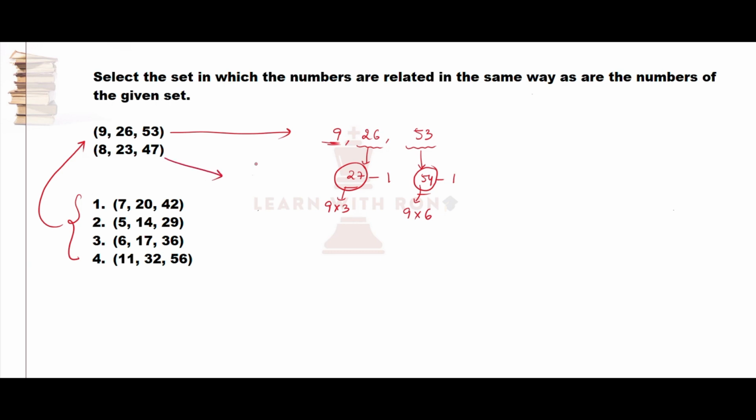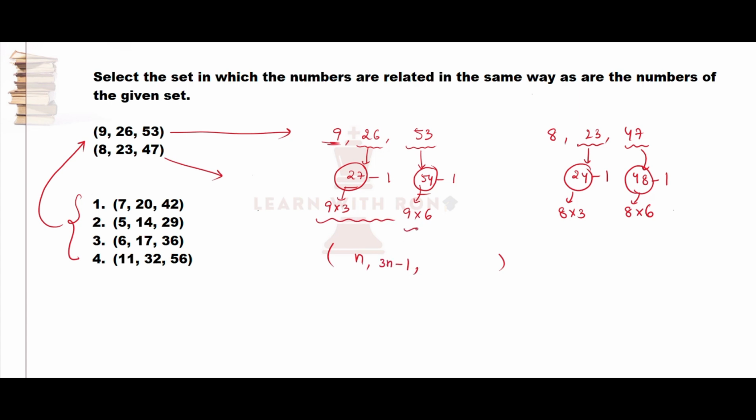Okay, now let us observe the second set, which is 8, 23 and 47. Same, I can write 23 as 24 minus 1 and again I can write 24 as 8 times 3. Okay, see the third number 47. I can write 47 as 48 minus 1 and again 48 is nothing but 8 times 6. Now if you observe here, what is the pattern here? So if there is a set, if the first value is n, the second value is nothing but 3n minus 1 and the third value is nothing but 6n minus 1.